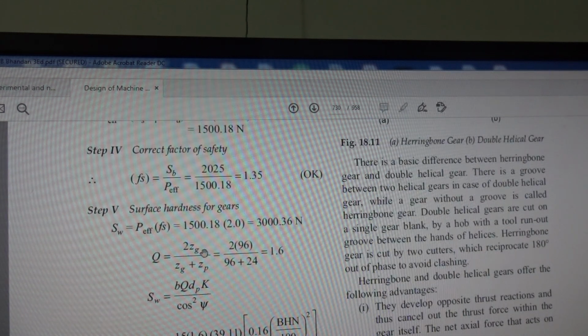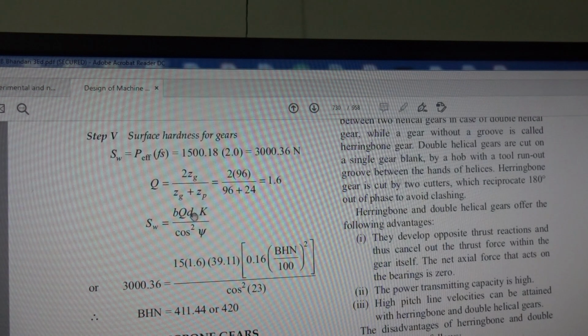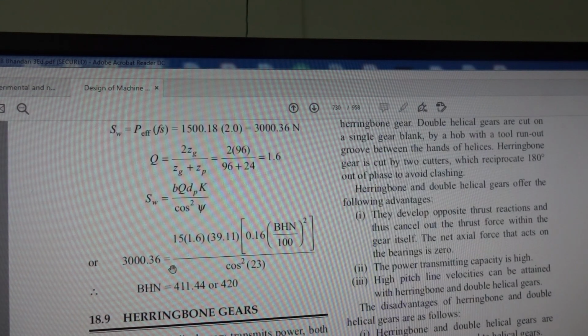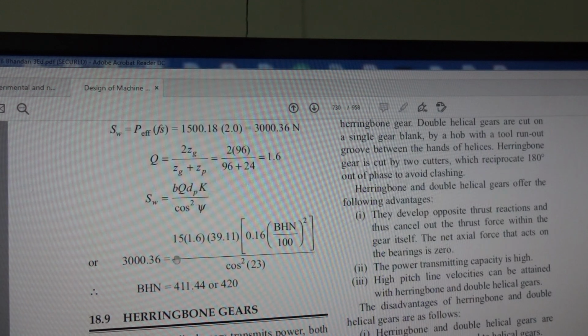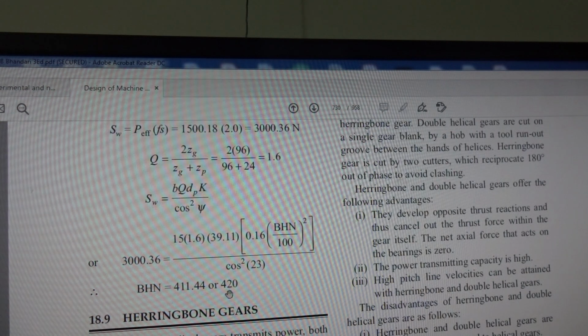Q is equal to 2 Zg upon Zg plus Zp. So this one is the 1.6, and SW is equal to b Q dp K by cos square psi. So you can substitute this value, you can get the value of the BHN. So BHN is equal to this one. So this is the two questions related to the helical gear, solution of the helical gear problem.